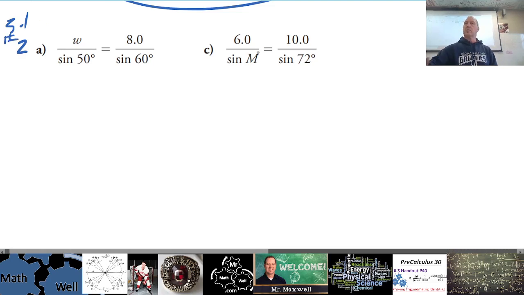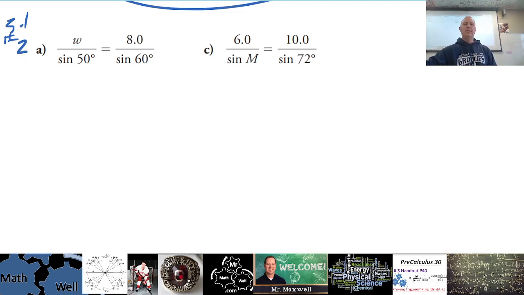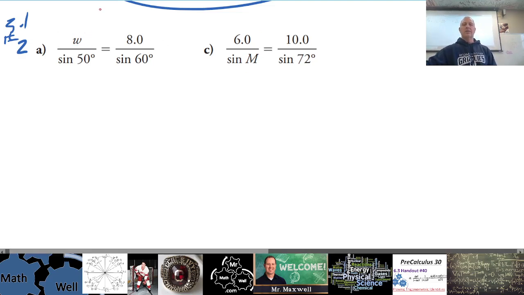So again, we're working with the sine law. We're solving for unknown values. This is an unknown side length of a triangle, and this is an unknown angle in the triangle. So pretty easy for the side length, because all you have to do is isolate for this variable. If it's in the top or the bottom, doesn't matter.